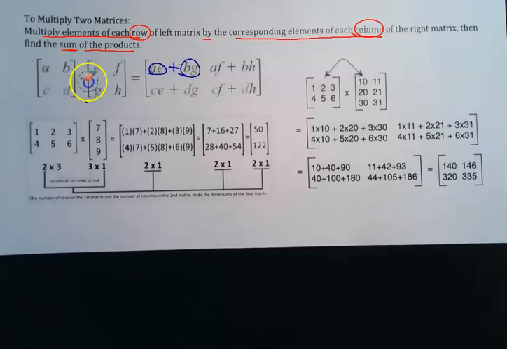Let's look at the next row. For the next one, we still have the first row here. Now we need to move over to the second column. So we have A times F plus B times H. That goes here. So this is the trickiest part. This is different from scalar multiplication. This is multiplying two matrices together. Okay.